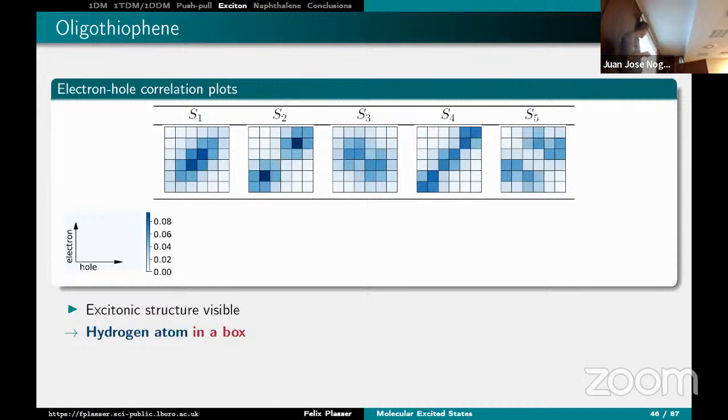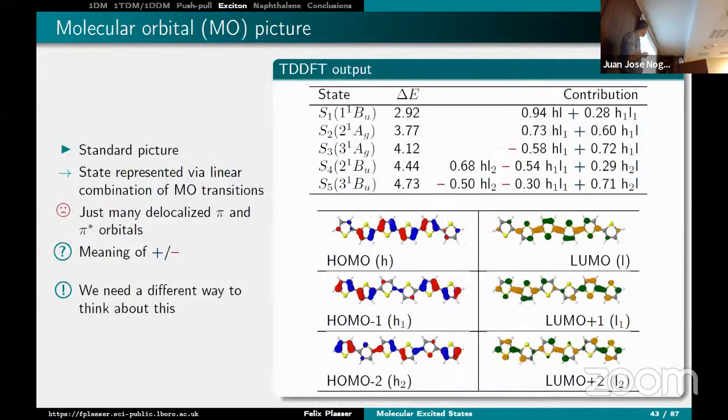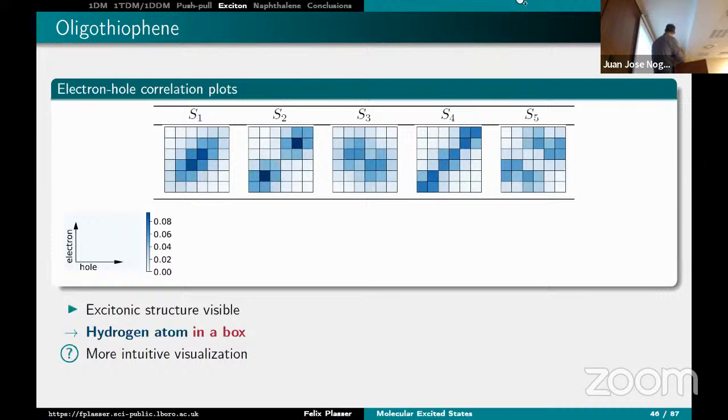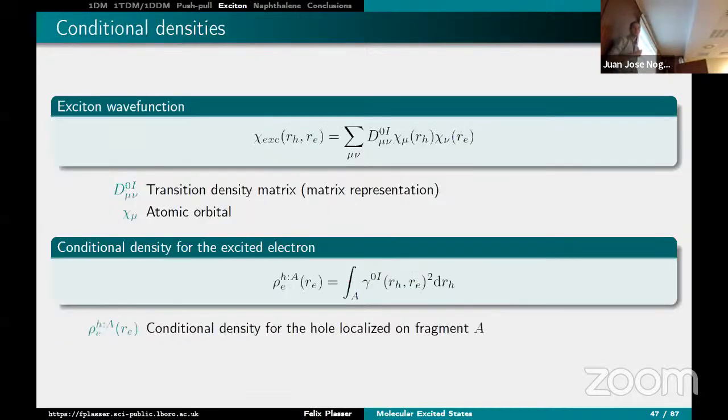So we use exactly the same computation that we had here, but rather than having all these linear combinations that don't mean anything, we can reinterpret this as a hydrogen atom moving in a box. And now the question is, maybe you think it's still not very intuitive. What does it mean? One way to think about it is, we take our exciton wave function and we compute the conditional density. So what we do is we constrain the hole to one part of the system and take the square of our density matrix, and then we look at the resulting distribution for the electrons.